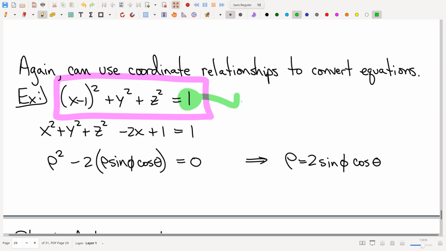One more time. I said that still holds for a sphere. Yep, absolutely, that's right. So what you have here is a sphere of radius square root of 1, right, and whose center is at 1, 0, 0 in space.